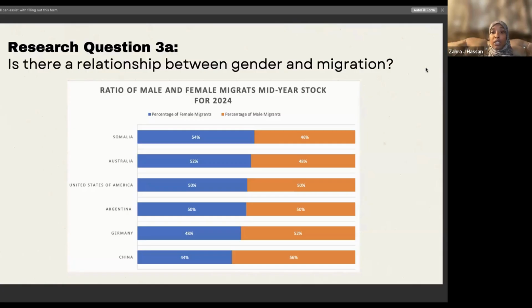As well as these percentages, we did take into consideration how population size might affect this. So this is also including that information.